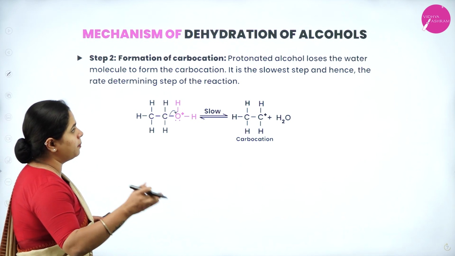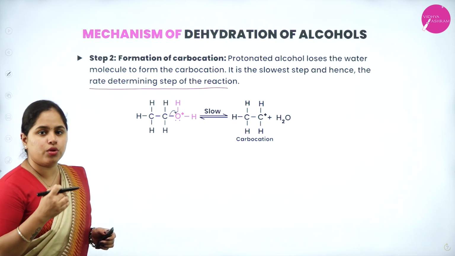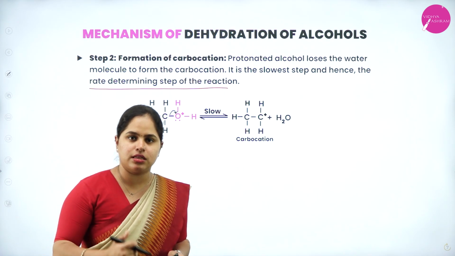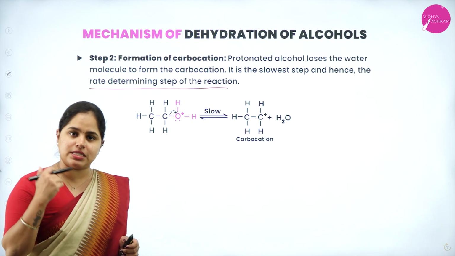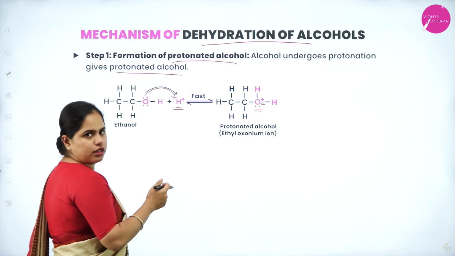It is the slowest step and hence the rate determining step of the reaction. So it is important to remember this as well. Step 2, that is the formation of carbocation, is the rate determining step as it is the slowest step. So as you can see here, protonated alcohol which is formed in the first step.